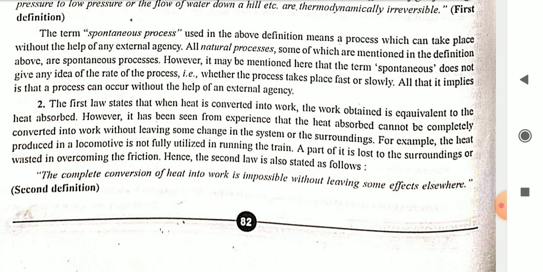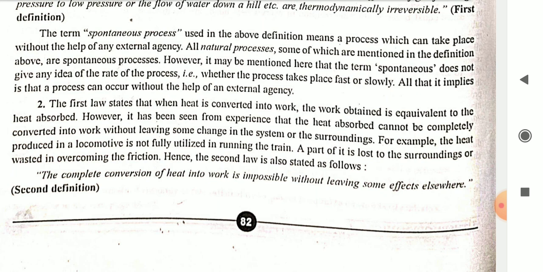Second, the first law states that when heat is converted into work, the work obtained is equivalent to the heat absorbed. However, it has been seen from experience that the heat absorbed cannot be completely converted into work without leaving some changes in the system or the surroundings. For example, the heat produced in a locomotive is not fully utilized in running the train. A part of it is lost to the surroundings or wasted in overcoming friction. Hence, the second law is also stated as below. The complete conversion of heat into work is impossible without leaving some effect elsewhere.